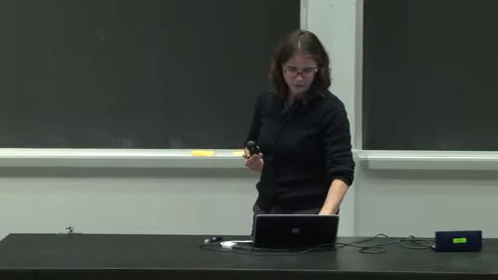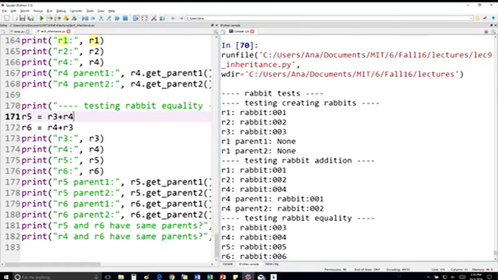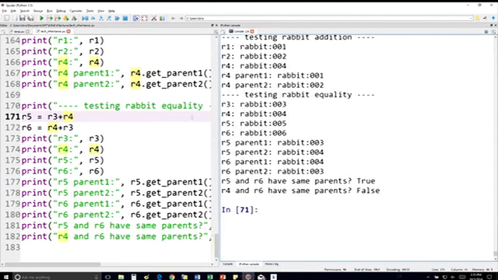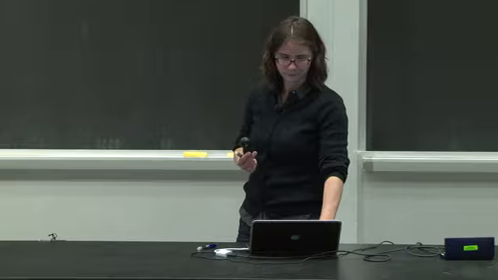Okay? And the code in the lecture here shows you some tests about whether rabbits have the same parents, and I've created new rabbits here, R3 and R4, the addition of those two. R5 and R6 are going to have the same parents down here, true, but R4 and R6 don't.